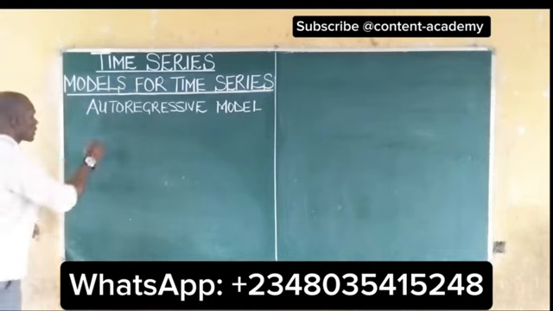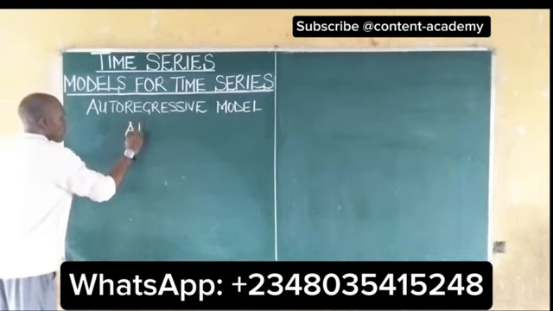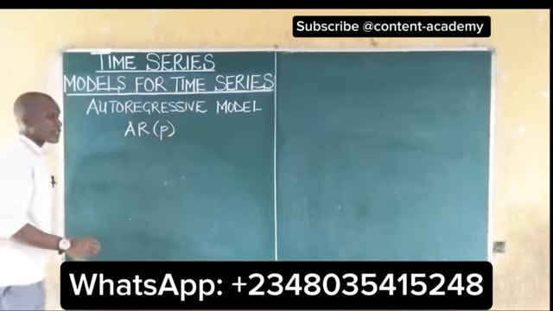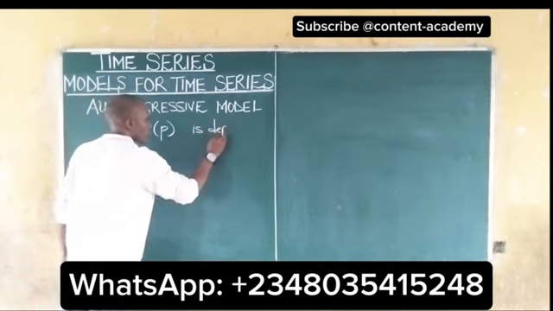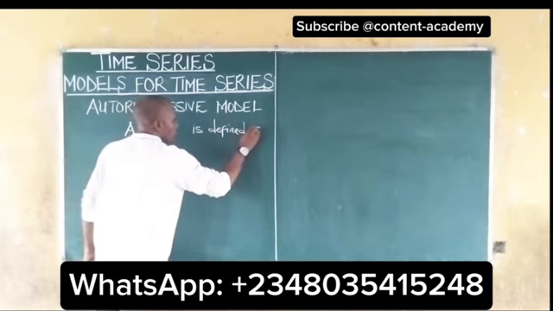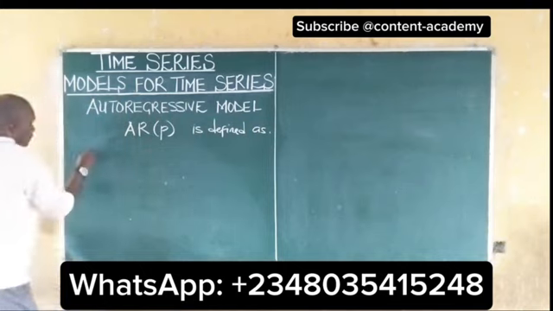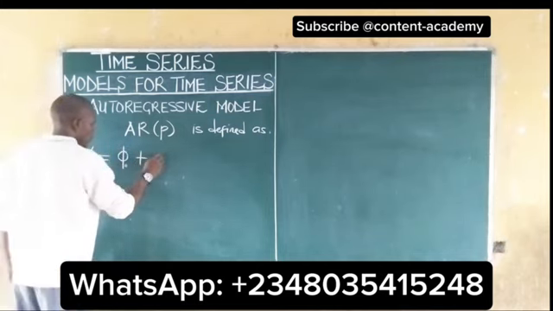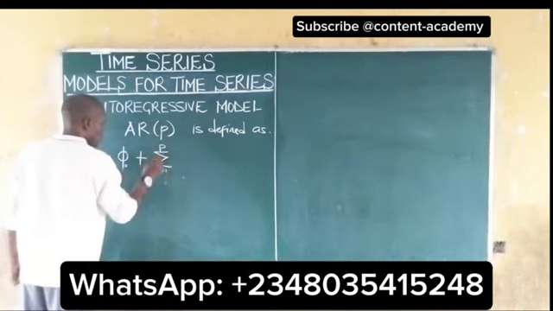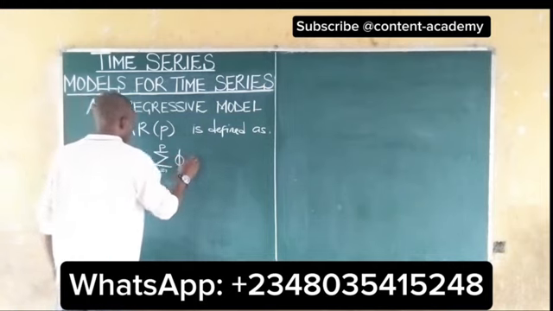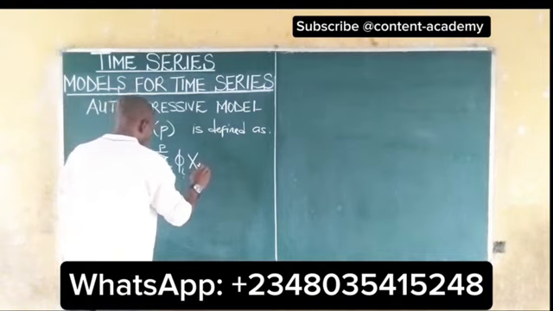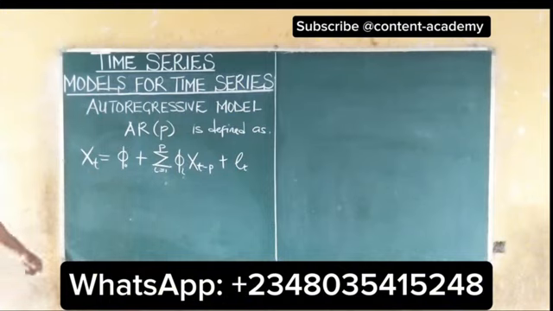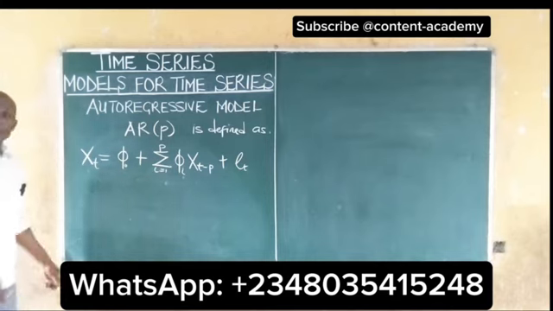So, the autoregressive model, denoted as AR of order p, is defined as, now we'll write the model, x_t is equal to π_0 plus the summation of i ranging from 1 to p of π_i x_{t-i} plus e_t. So this is the autoregressive model for time series.